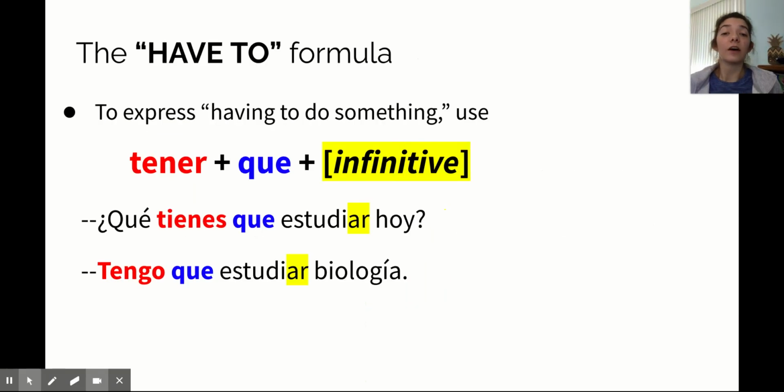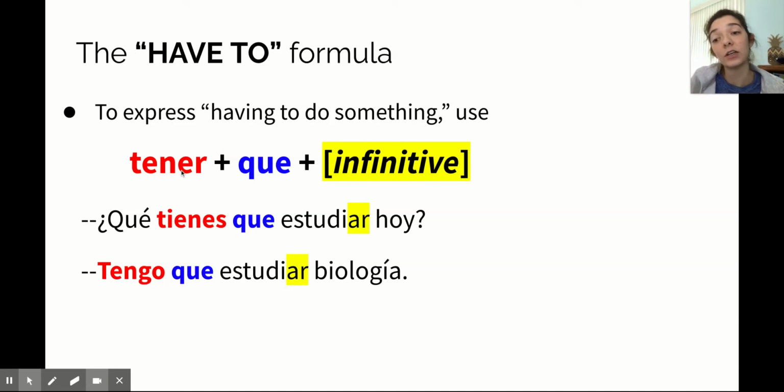Sí. And the very last thing, guys, that you are going to learn with this verb tener is the have to formula. Write this down. The have to formula. It is expressing having to do something, kind of like necesitar, to need to. But this is to have to. They're different, just like in English, you need to do this versus you have to do this. They are synonymous, but two different words, just like in Spanish.